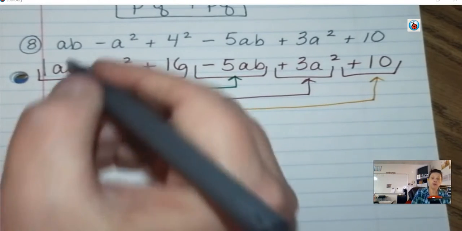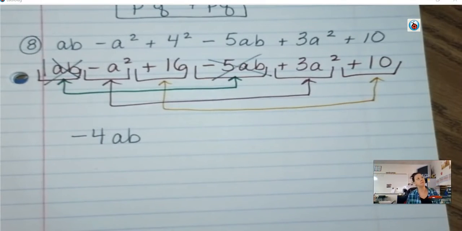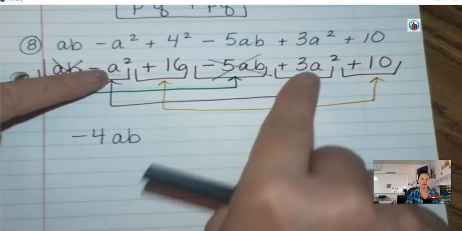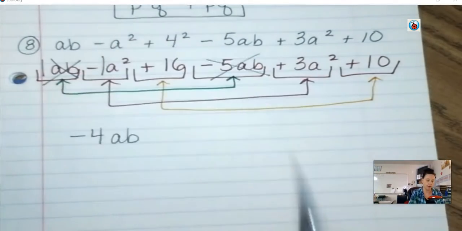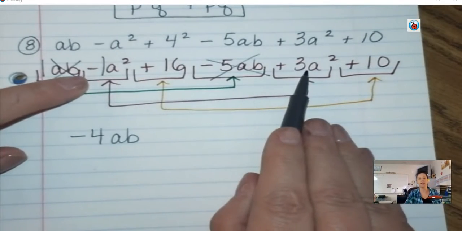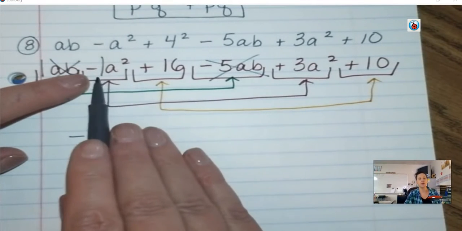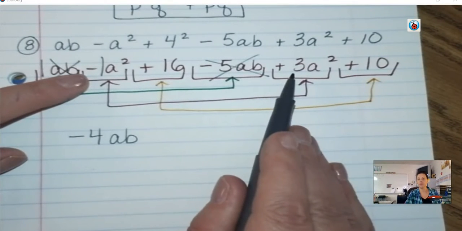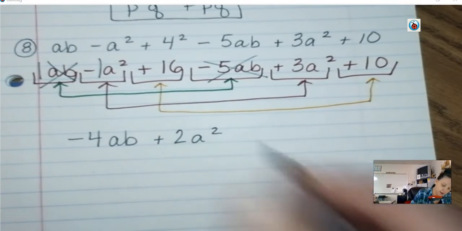Okay, if I use them, I like to cross them off because it gets too confusing. Now I'm going to do my A squareds. I had negative 1a squared, and then I have a positive 3a squareds. So you're only combining the coefficients. A negative 1 and a positive 3, that makes positive 2a squareds.